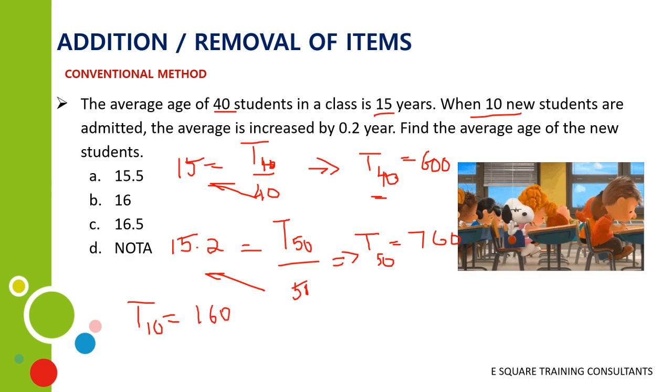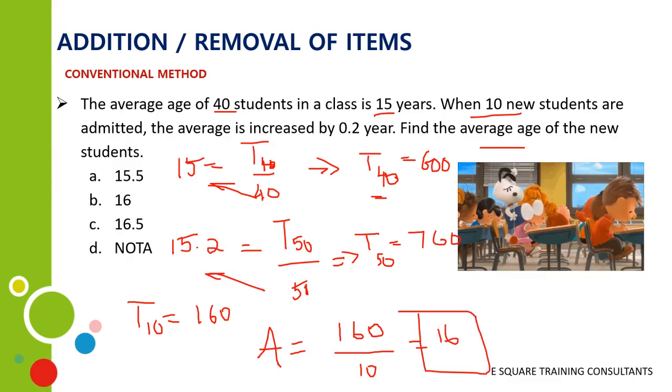The required average is nothing else but the average age of the new students, that is the 10 new students who have been added. So the average age of all the 10 new students is the total age of all the 10 students, which is 160, divided by the total number of students, which is 10. So that gives us 16. So the required average is 16, which is option B.